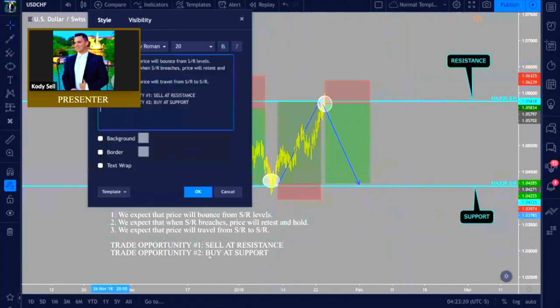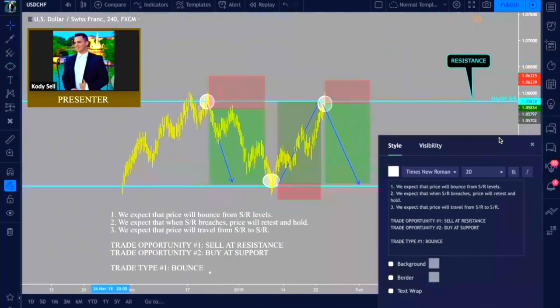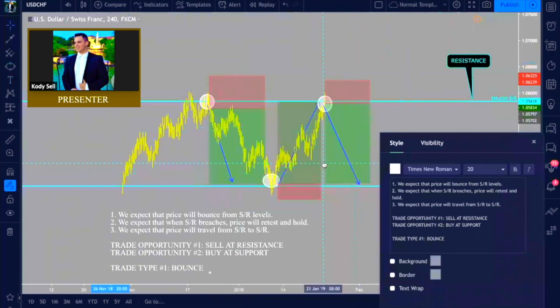So, trade type number one, bounce. This is the trade type that we have been talking about. Move this over here. This is the trade type that we have been talking about up to this point. We're trading bounces. So when price gets to resistance, we expect it will hold and price will bounce down.